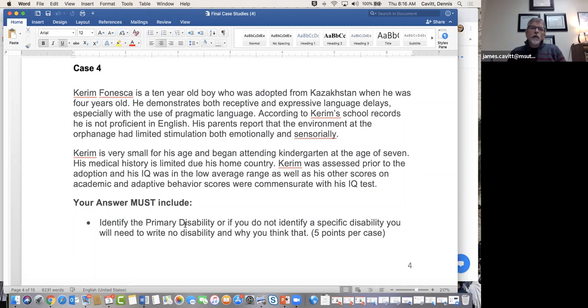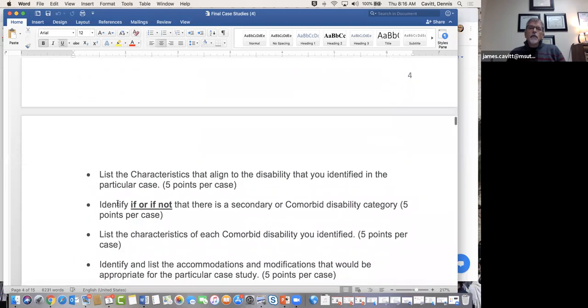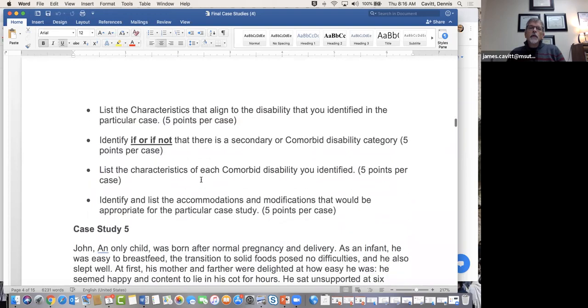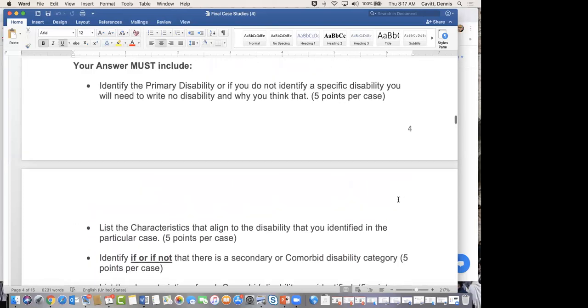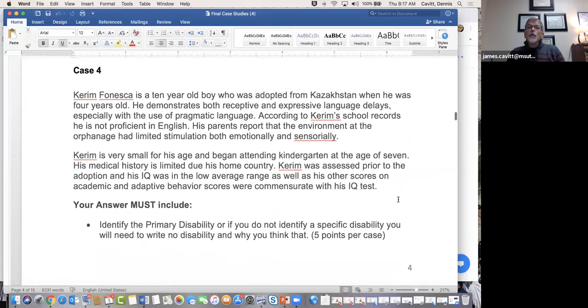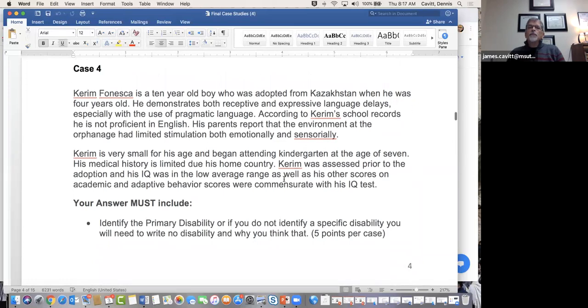So this one here is no primary disability, no characteristics, no secondary disability, no characteristics, and say needs English language learning training as the accommodation. Is that good? Mm-hmm. Yes. So I've given you two. Those are the two that will help you go forward in the rest of the cases.